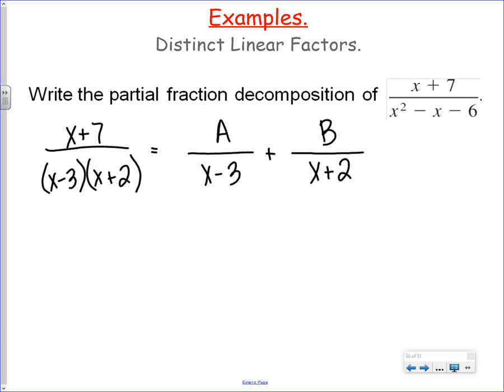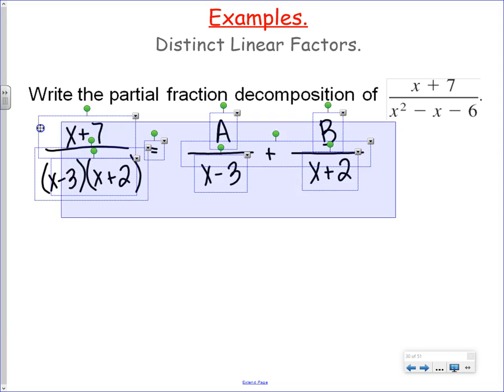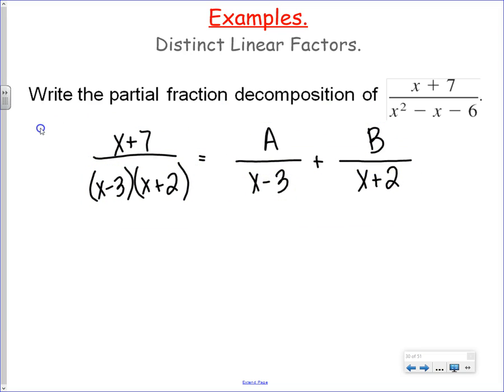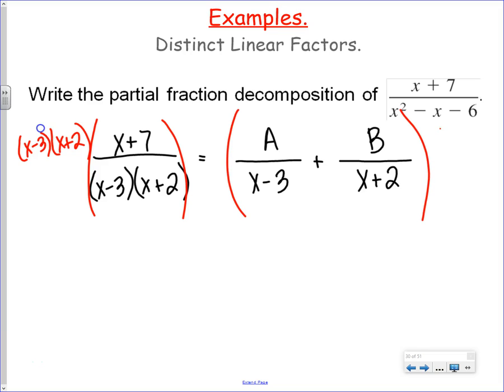Multiply both sides of the equation by the original denominator, aka the whole denominator. Which means I'm going to multiply both sides by x minus 3 times x plus 2. What I do on one side, I have to do on the other. If it's easier, you could just do one big x minus 3 times x plus 2, but a lot of kids get confused because they forget that both need to distribute to both of the insides.